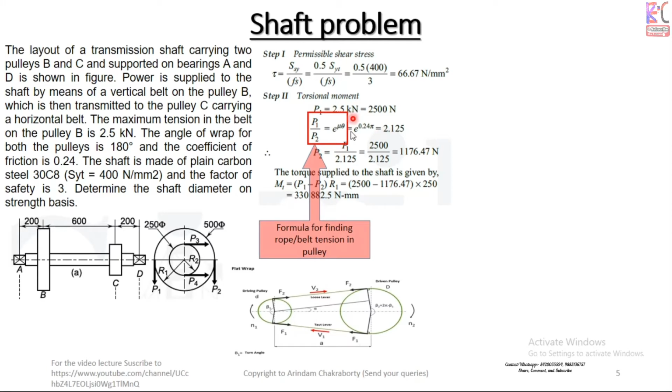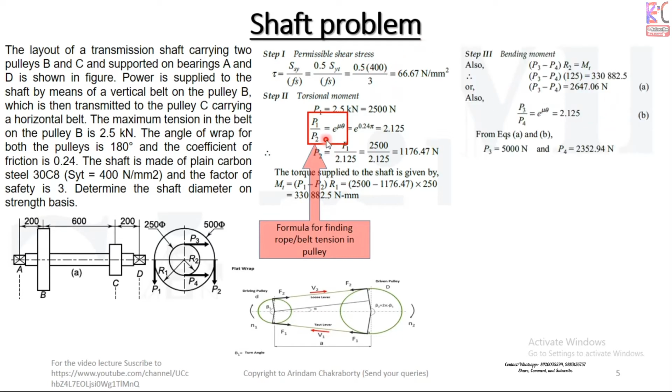So what is the formula? This formula is derived from two pulleys, where an angle is subtended, so there is a force F2 and a force F1. So the formula can be F1 by F2 is equal to e^(mu theta). The same concept I have given over here. Because the force P1 is given over here, 2.5 kilonewton, and the SYT also is given, as you can see this is 400. After that we calculate P2.